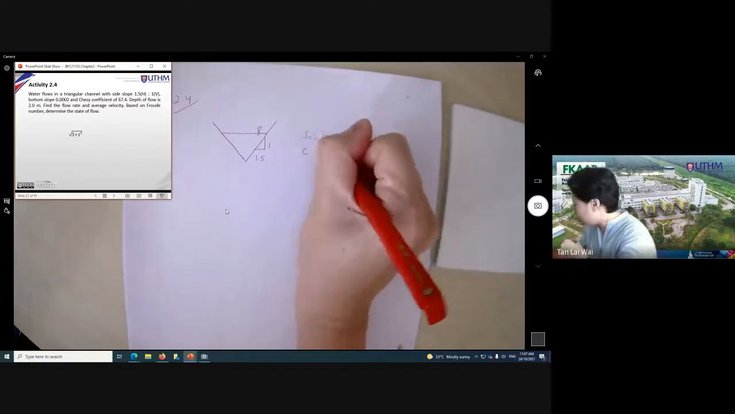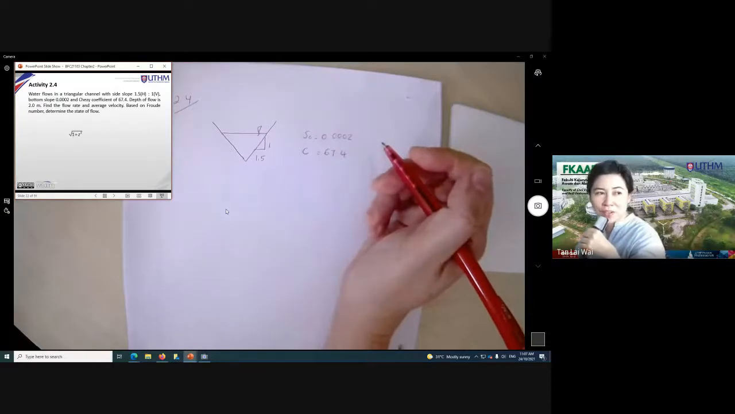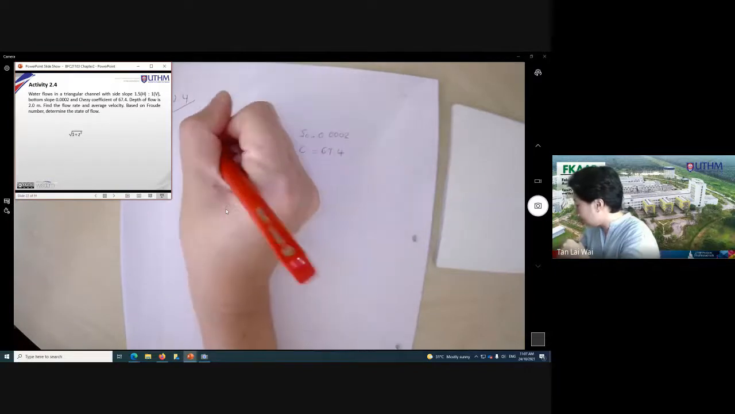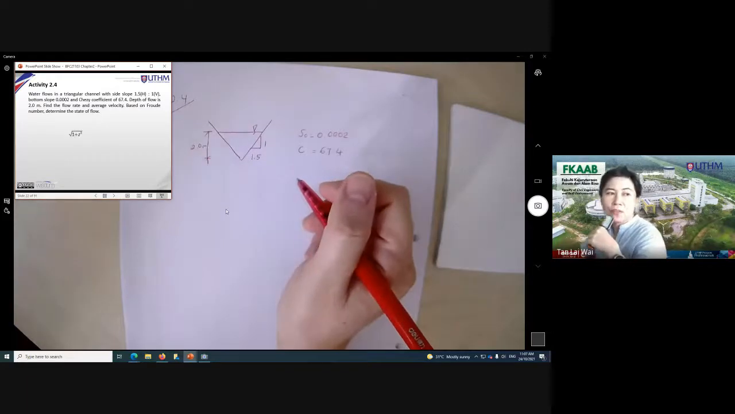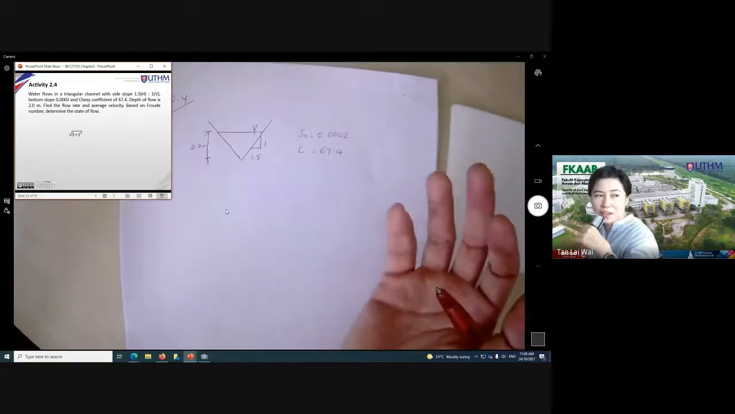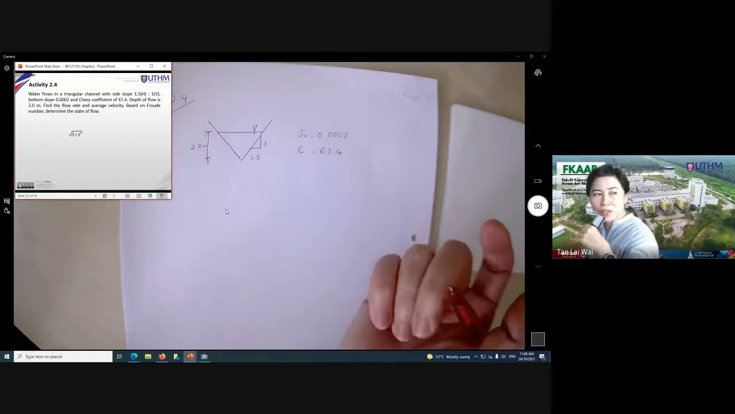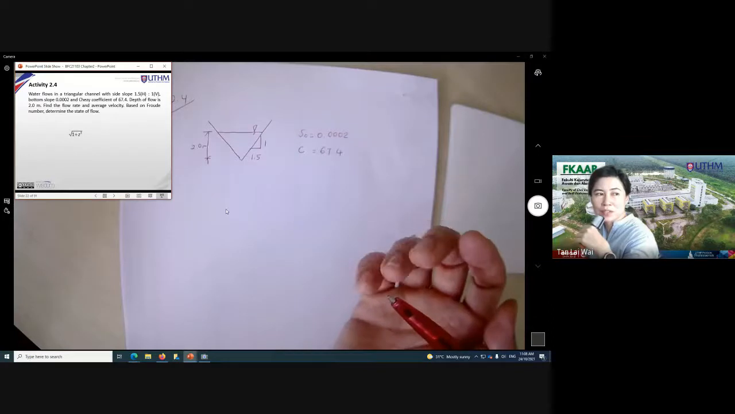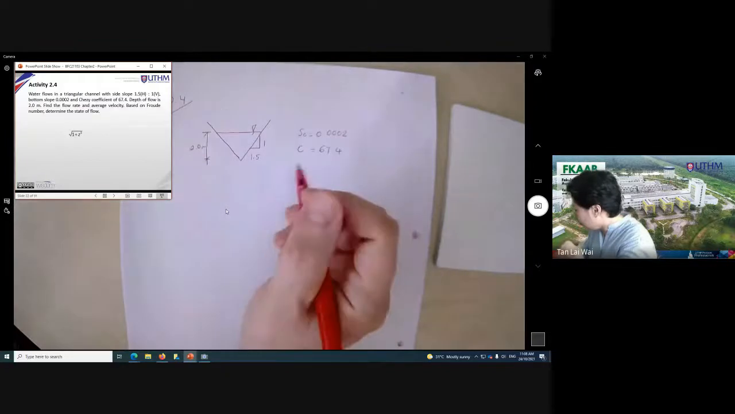The Chezy coefficient is given, so we know we are going to use the Chezy formula. The depth of flow is 2 meters. Find the rate of flow and the average velocity. You can find the velocity first, then Q would be A times V. Then, based on the Froude number, determine the state of flow. That is another part of the question.